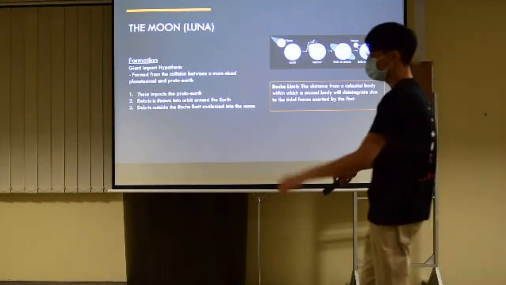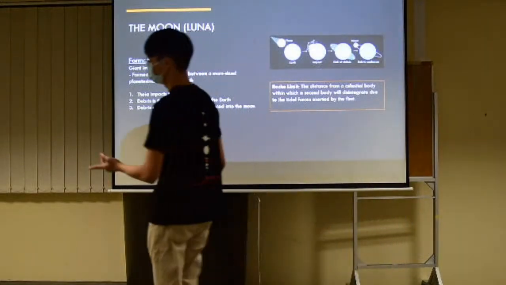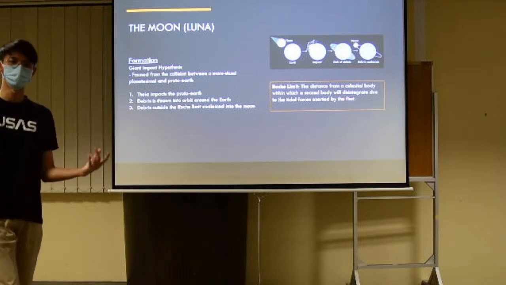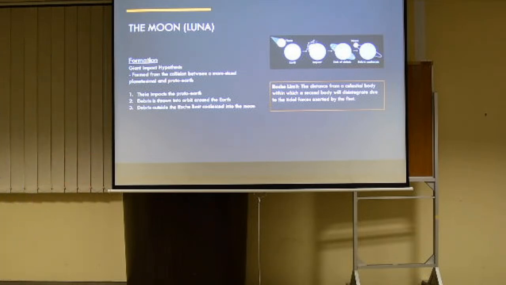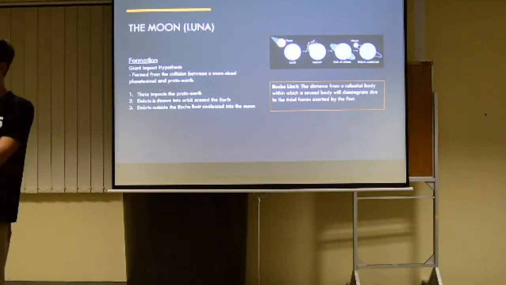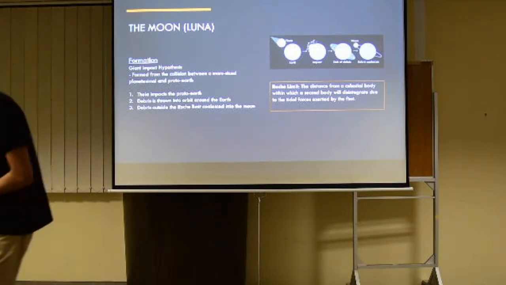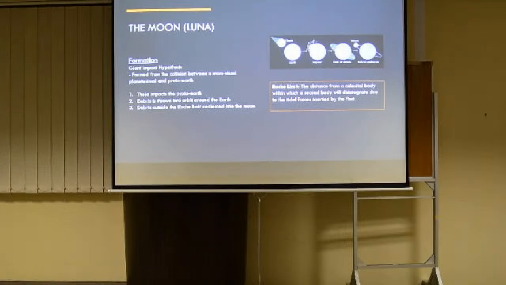And the last and the most widely accepted hypothesis is the giant impact hypothesis. It suggests that a large Mars-sized object crashes into the Earth while it's still forming. This throws debris into orbit around the Earth, which later coalesces to form the moon as well. In fact, a very nice name has been given to this Mars-sized object. It is called Theia, I guess. I don't know why it's called Theia, it's just the case.